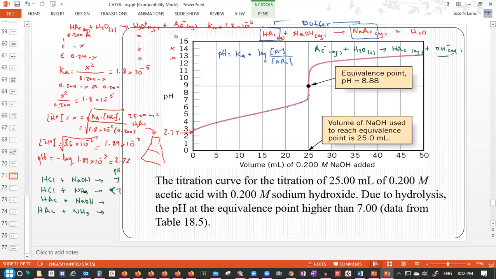Because remember, this forms an ion. The conjugate acid of the weak base, which is NH4 plus, reacts with water to form NH3 plus H3O plus, and this hydrogen ion will lower the pH of the solution, so that at the equivalent point is going to be less than 7.